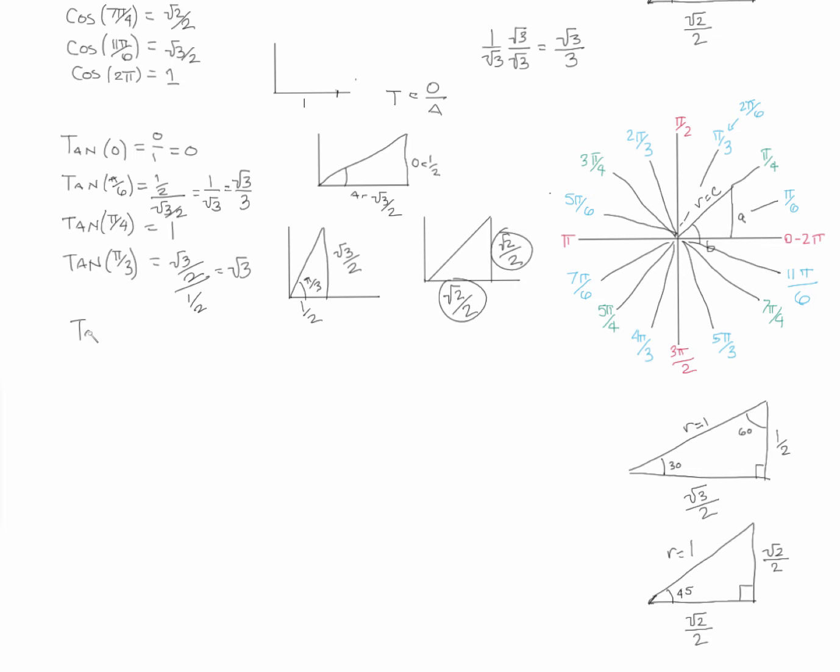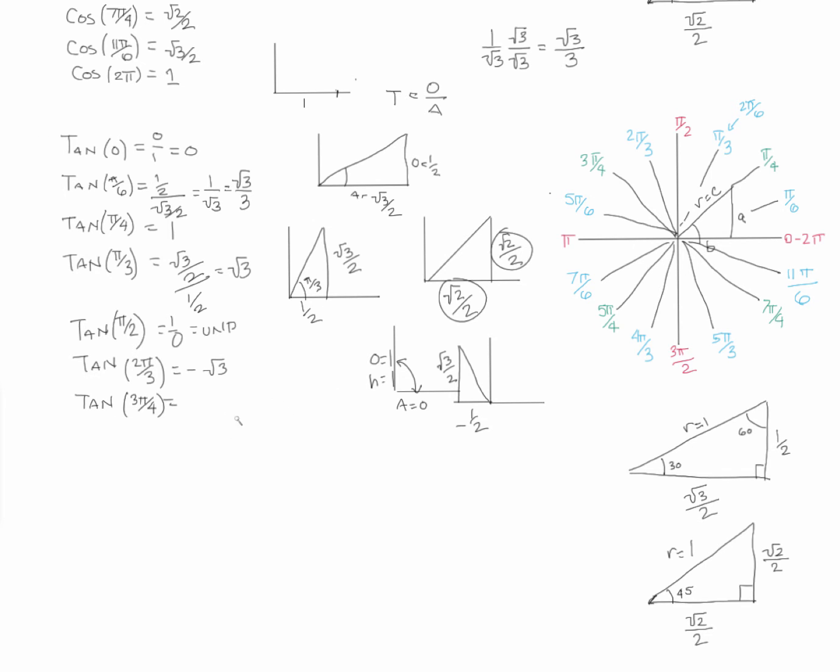Okay, now the tangent of pi over 2, now this one's interesting. So we draw out our line here, 90 degrees, and we're going to notice that our adjacent is going to be 0. And 1 over 0 is undefined, so we can't do that. Now the tangent of 2 pi over 3 is going to be, here we go, up 30 degrees, and then we drop this, root of 3 over 2 and 1/2. Negative 1/2, of course, so that's going to give us negative root of 3. And tan of 3 pi over 4, by similar logic, is negative 1.